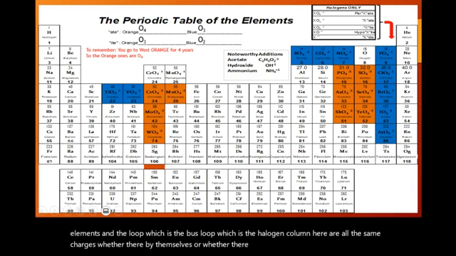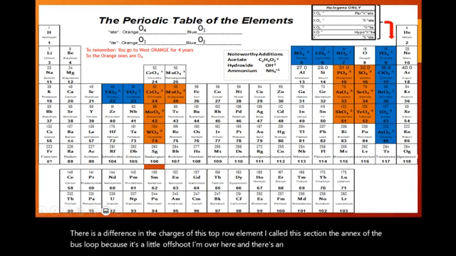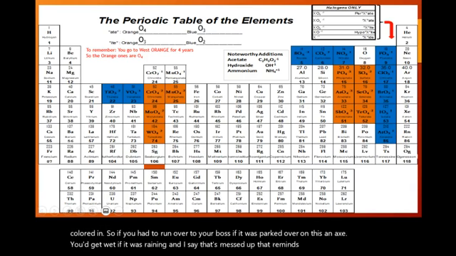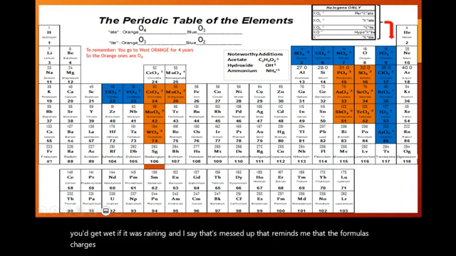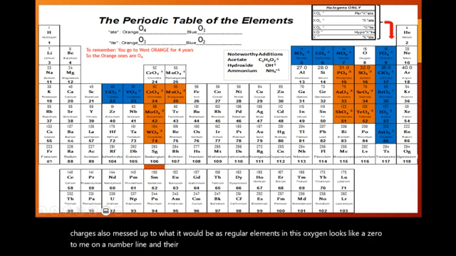They have the same charges whether they're by themselves or whether they're polyatomic. There is a difference in the charges of this top row element. I call this section the annex of the bus loop because it's a little offshoot over here, and there's an opening. See, oxygen's not colored in. So if you had to run over to your bus, if it was parked over on this annex, you'd get wet if it was raining. And I say, that's messed up. That reminds me that the formula's charge is also messed up compared to what it would be as regular elements. And this oxygen looks like a 0 to me on a number line, and their charges are -1, -2, and -3. So it's kind of like a little number line after this O for oxygen.